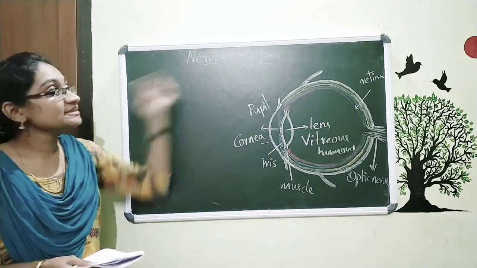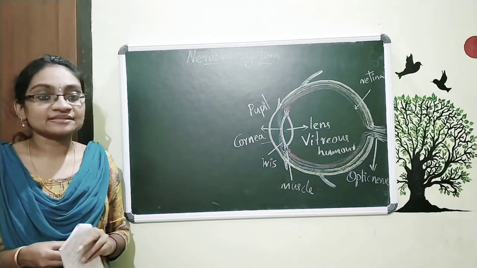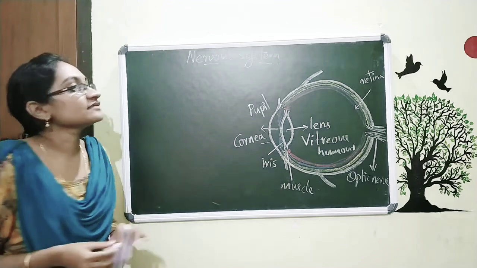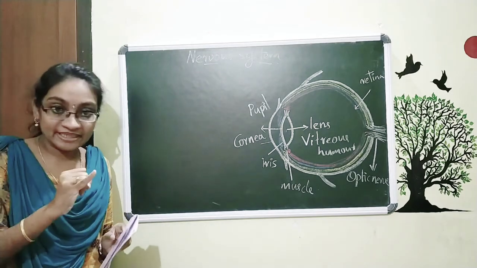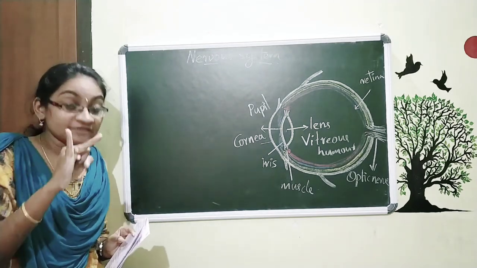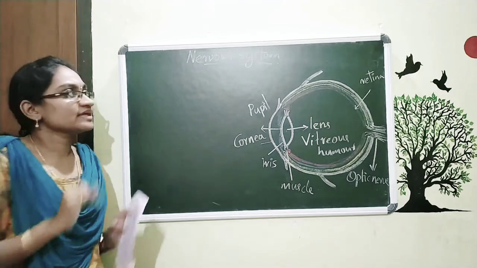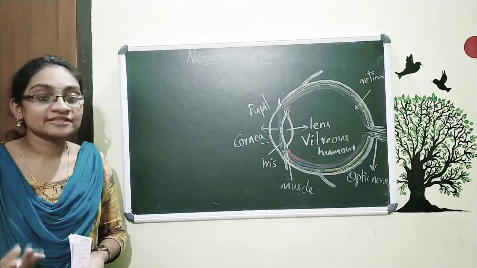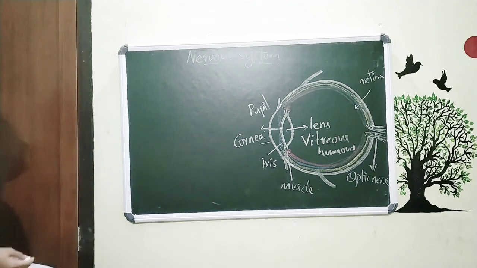Our chapter name is nervous system. In the last classes, we discussed the main parts of our nervous system: the brain, the nerves and the spinal cord. Now we are going to the next topic, and it is sense organs.